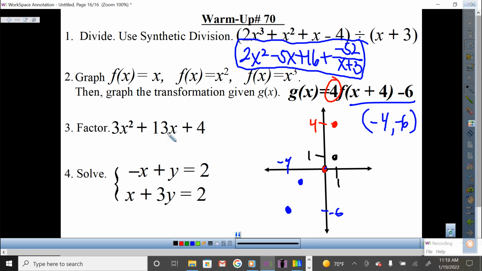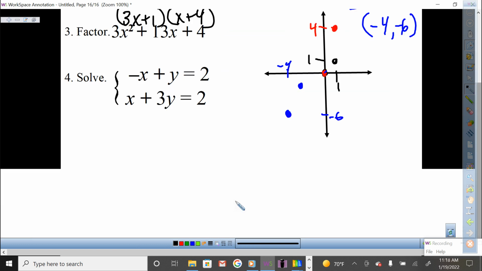Number 3, factors of number 3. Andy, go. All right, help him out, Thomas. 3x plus 1, x plus 4. Hands, have you got that? Looks about right.